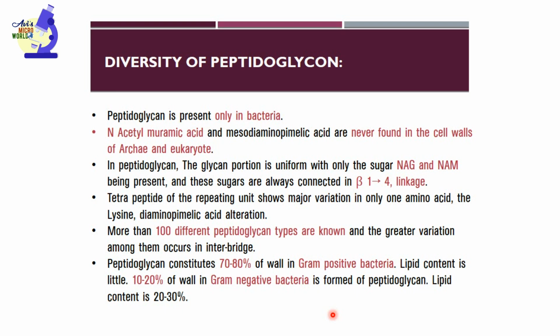More than 100 different peptidoglycan types are known, and the greater variation among them occurs in the interbridge. Peptidoglycan makes up 70 to 80% of the cell wall in gram-positive bacteria. The lipid component is little. In gram-negative bacteria, 10 to 20% is formed of peptidoglycan, and the lipid content is 20 to 30 percent.